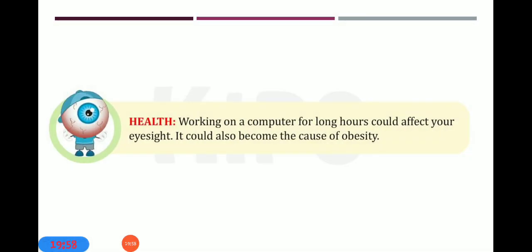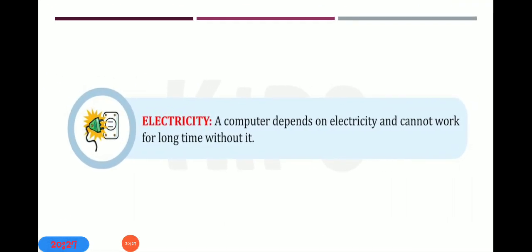Health. Working on a computer for long hours could affect your eyesight. If you sit and work on a computer for a long time, it affects your eyesight. Even it could also become the cause of obesity. Obesity means you can become fat whenever you use long hours on a computer system. So it is also a cause of obesity.